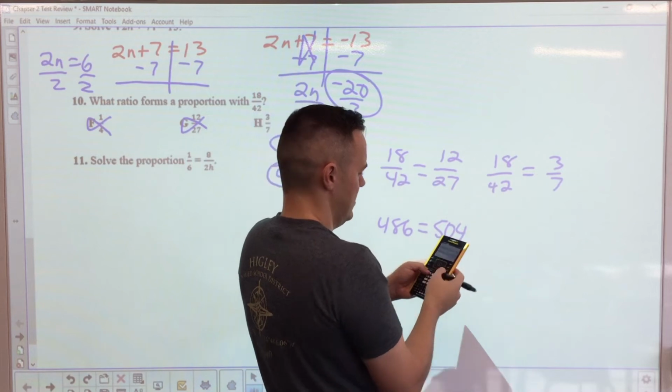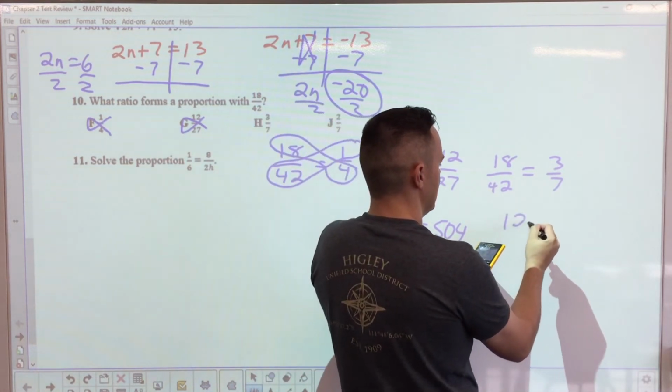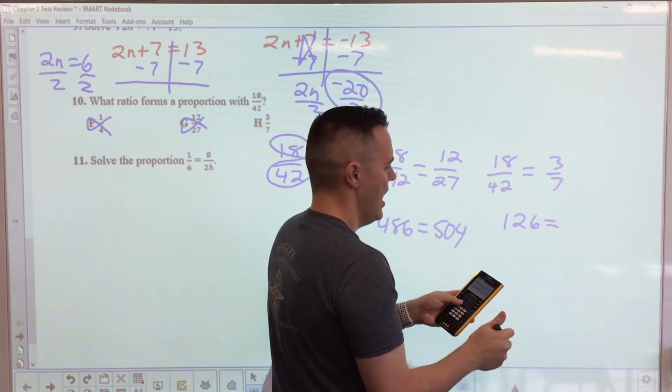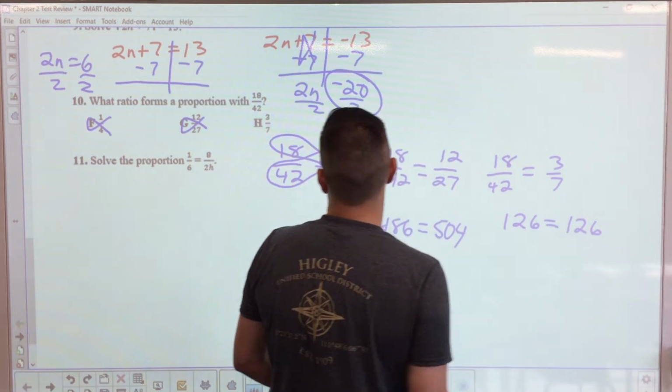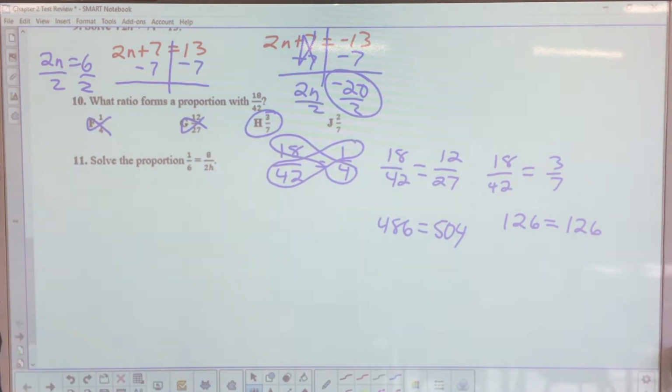Now let's do the 3. Okay, so it's 42 times 3. All right, that's 126 equals 18 times 7. And that is 126. So what is the answer here? When you put it in a calculator and cross multiply, it's going to be this one.